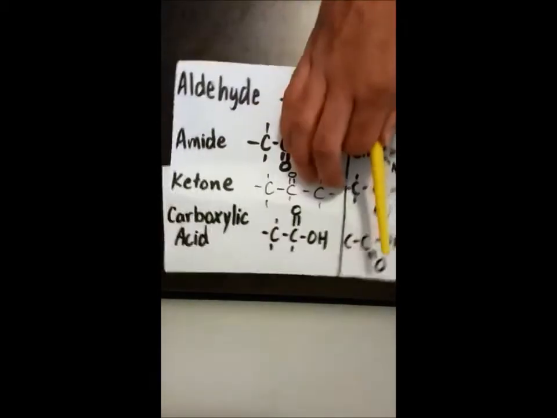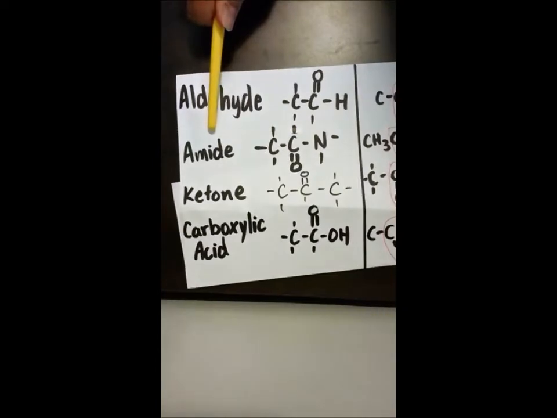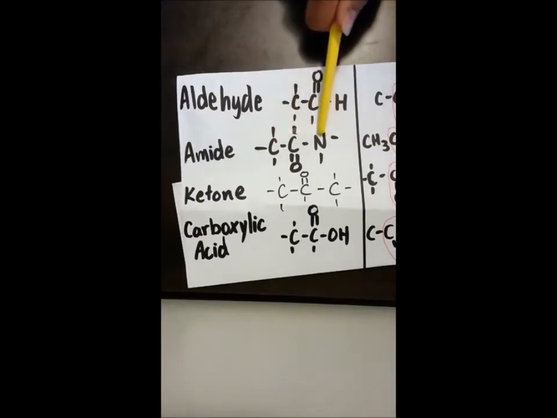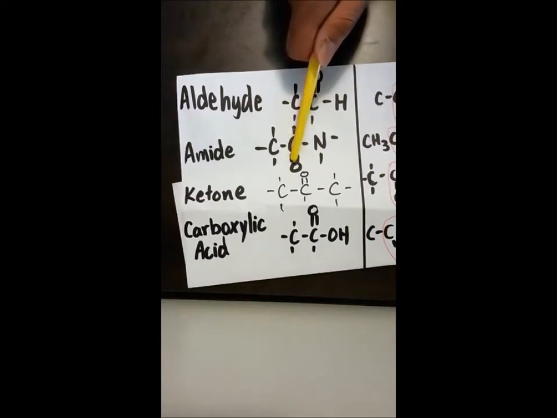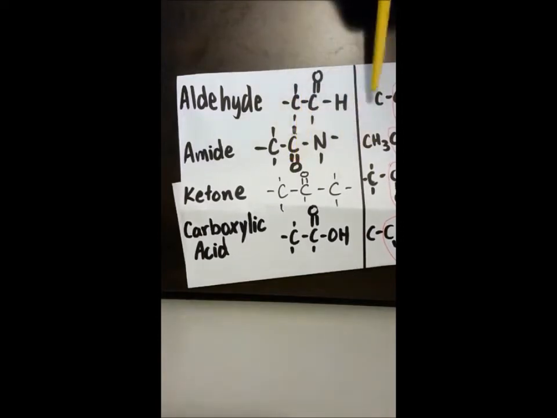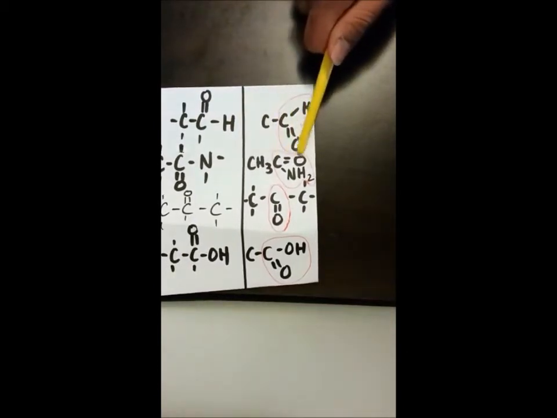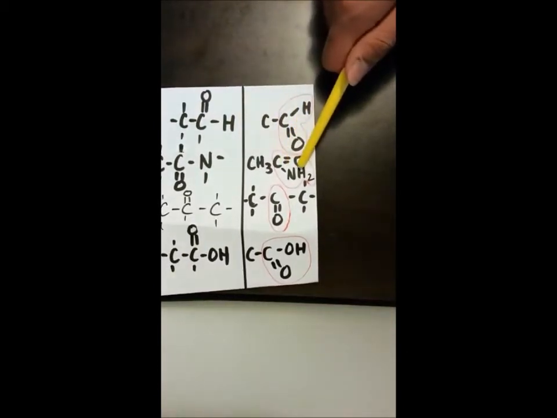The next one, amide, is carbon with a single bond with another carbon, a single bond with N, and double bond with oxygen. And what you would circle in this one is carbon with a double bond with O and a single bond with N.